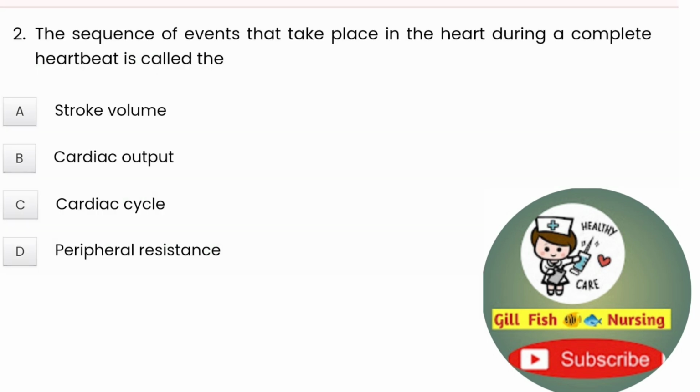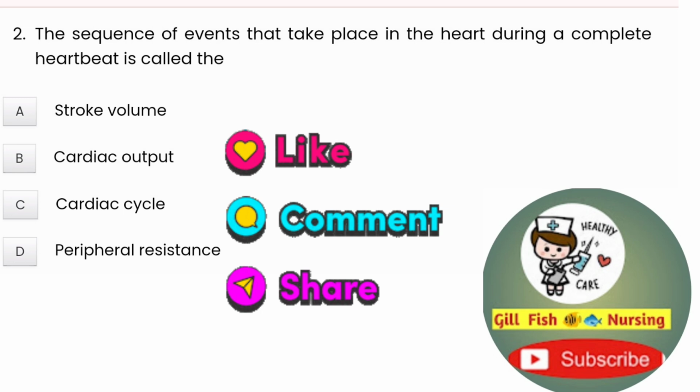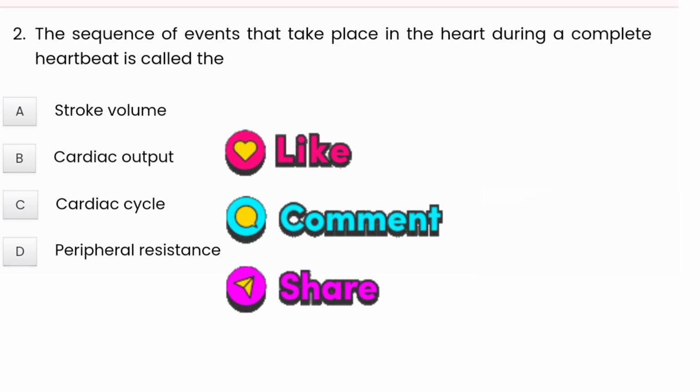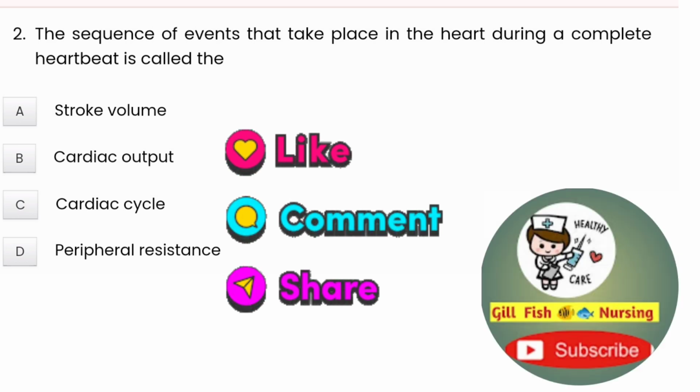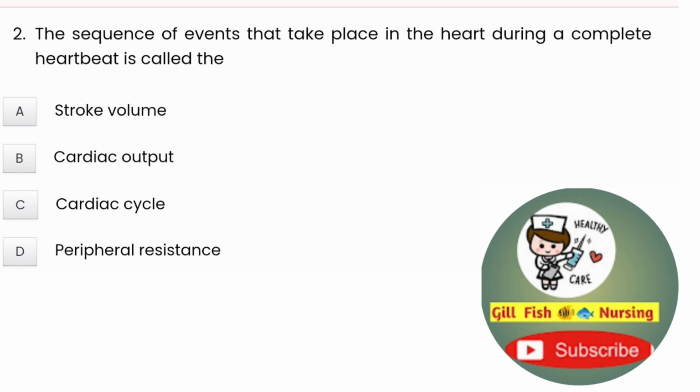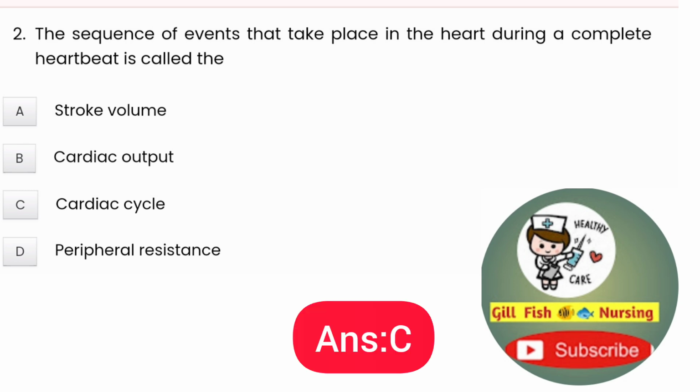Next question. The sequence of events that take place in the heart during a complete heartbeat is called as option A, stroke volume, option B, cardiac output, option C, cardiac cycle, option D, peripheral resistance. Can you guess what could be the correct answer? The sequence of events that takes place in the complete, full cycle. So the answer is option C, cardiac cycle.